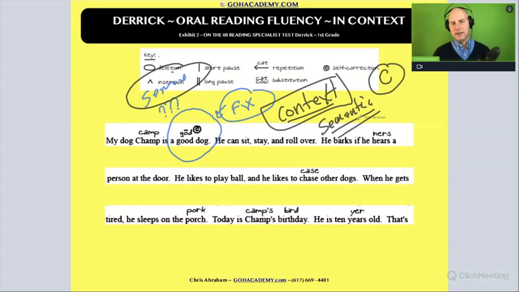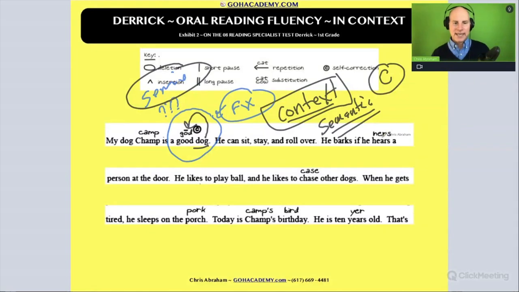Semantic context clue. And that means they're looking for a surrounding word that helps us make sense of the miscue. So let's see, what word or phrase helps us make sense of "goad"? "Goad" is not right. What would I need to look for? "My dog Camp, which he didn't fix, is a goad dog." No, "goad" doesn't make sense, but dog, dog, it's gotta be a good dog, right?